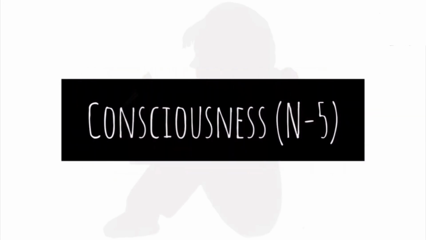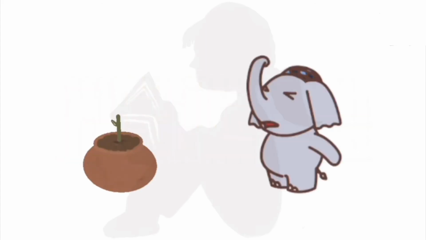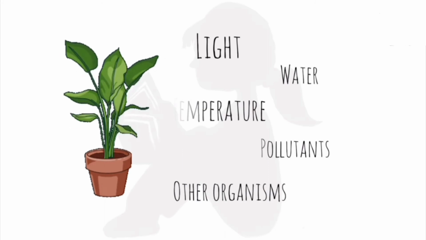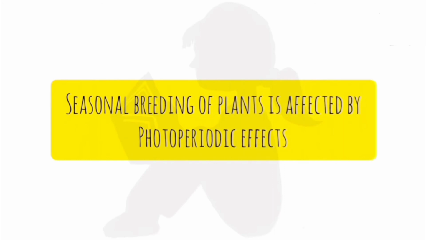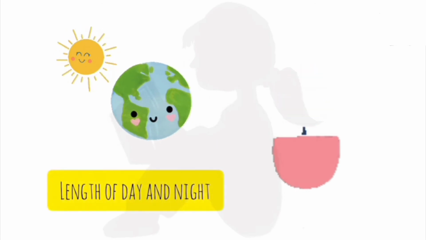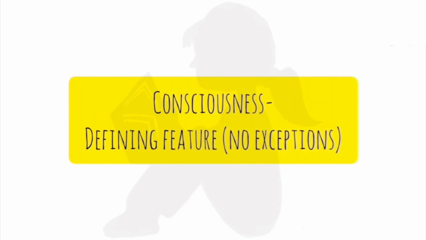Now, another defining feature of life is consciousness. All living organisms can sense the surroundings or environmental changes and respond to these environmental stimuli, which could be physical, chemical, and biological. Animals sense environmental stimuli by the sense organs, for example, eye, nose, ear, touch, etc. But plants also have the power to sense external features like light, water, temperature, pollutants, other organisms, etc. For example, seasonal breeding of plants is affected by photoperiodic effects, meaning the length of day and night can affect plant growth and reproduction. So we can clearly say that all organisms are aware of their surroundings. Consciousness therefore becomes the defining property of living organisms.